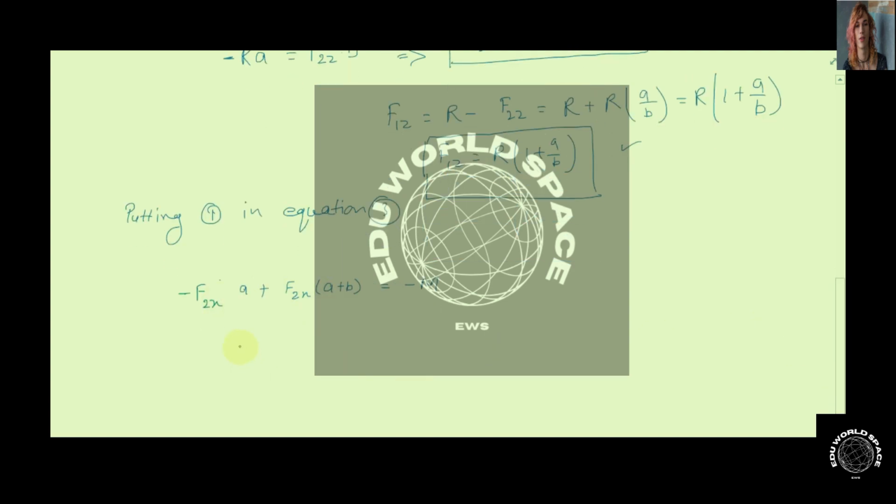So we can take F2x common, so it will be minus a plus b is equal to minus m. So F2x comes out to be minus m upon b. Now that we have the value of F2x, from equation 1 we can say F1x will be negative of F2x, so it comes out to be m upon b.